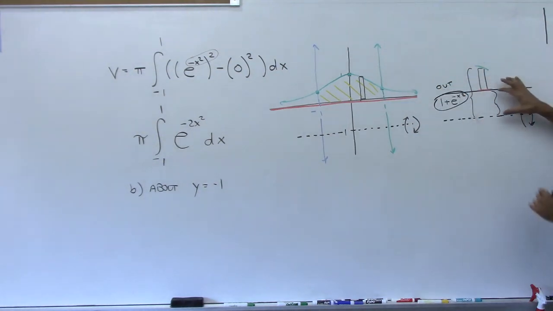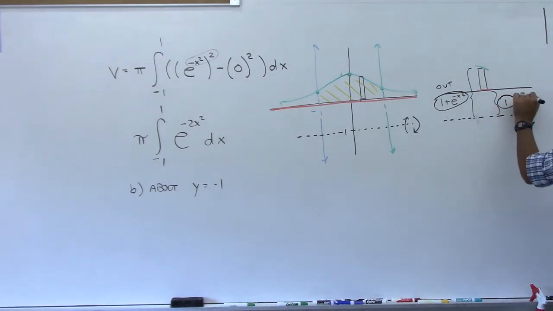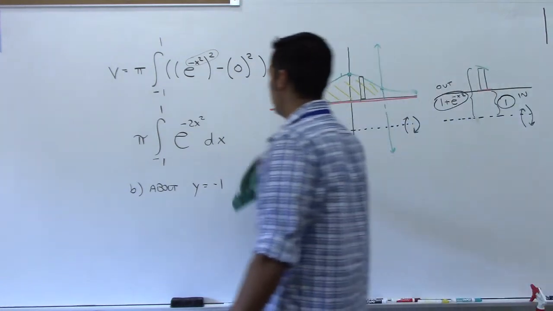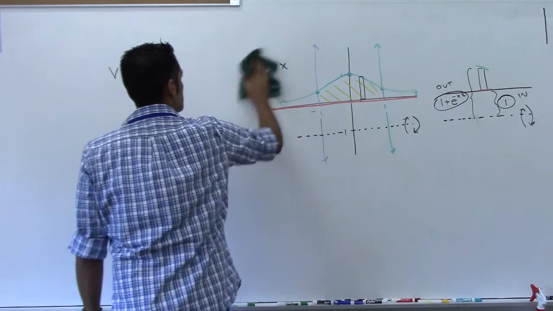My inner radius is from here to here. The red one never changes. It's always the same function. So it's just this distance, which is 1. That's my inner. And the limits of integration don't change. So all that's going to change is what's in this integrand.